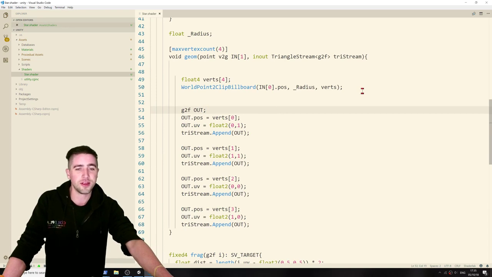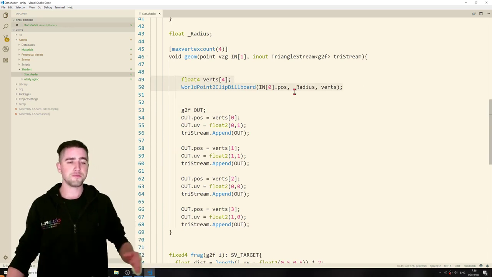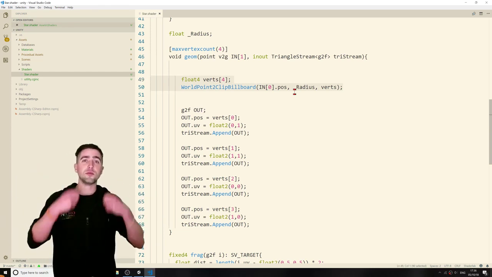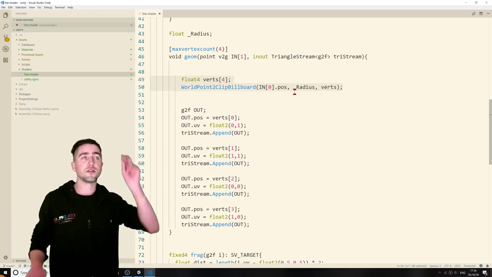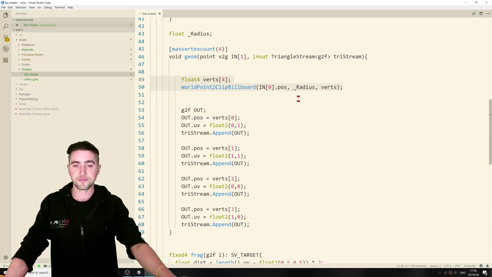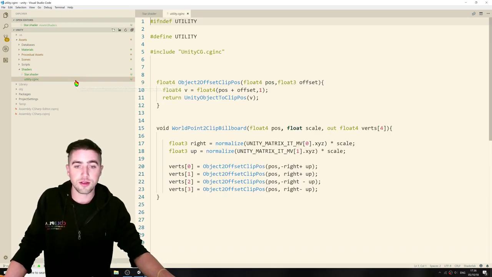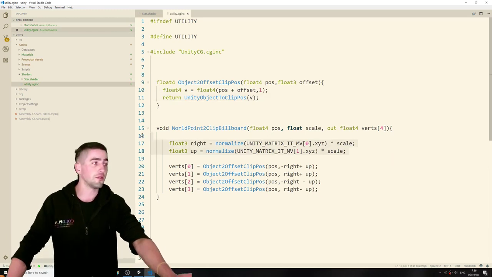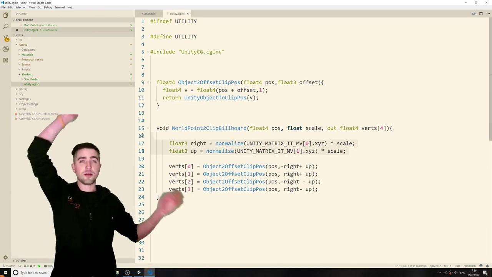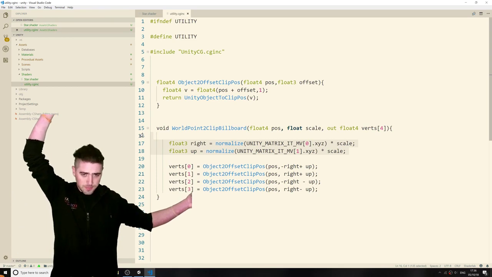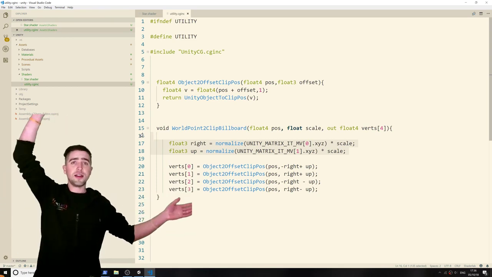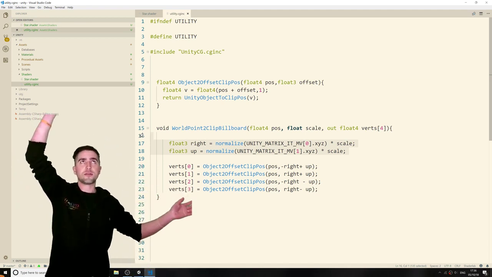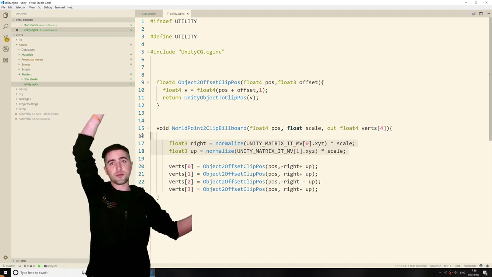What we're essentially doing is using this utility function to find out where those points in space are, and then appending them to the vertex stream. Okay, that utility function, I'll quickly show you what that looks like. First of all, we find out what the right and the up directions are. And then for each of them, we find out where in 3D space that is. So it's weird. It's where in 3D space is the camera's right and the camera's up direction.